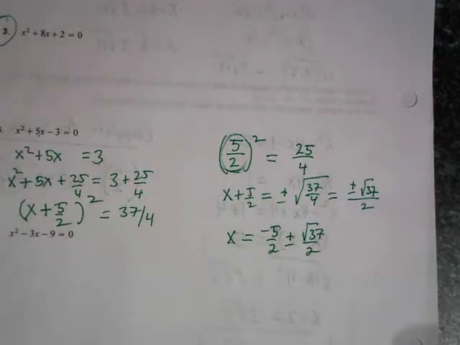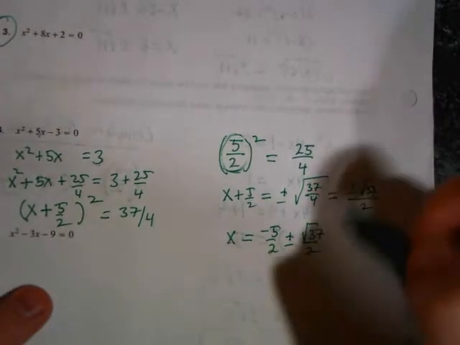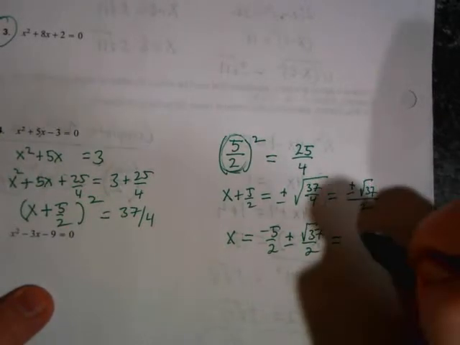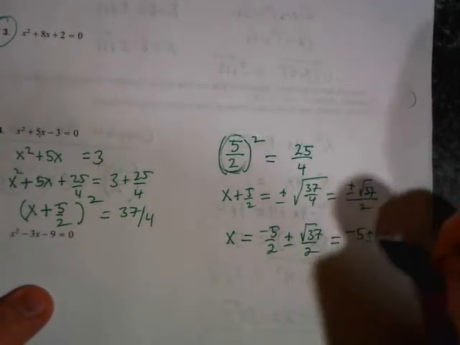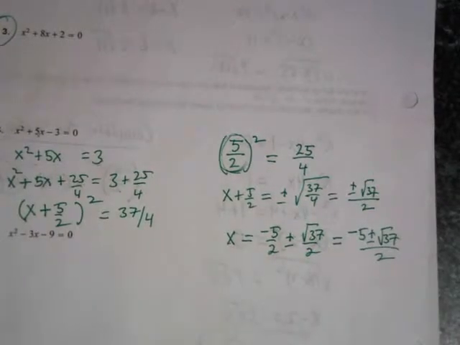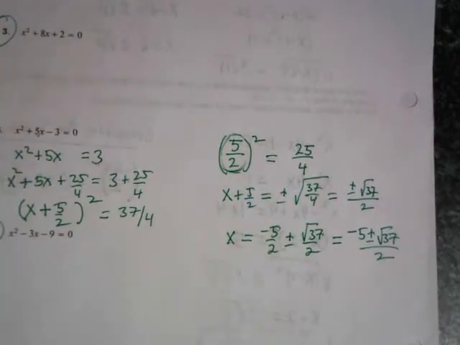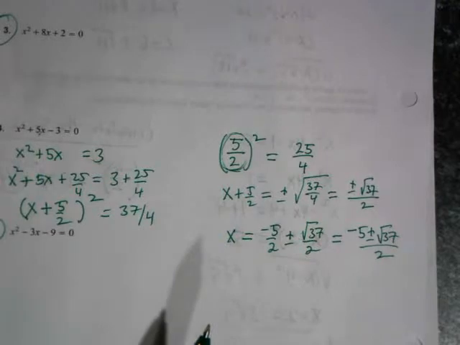You could leave your answer that way, that's perfectly fine, or you might notice that these do have a common denominator. So sometimes we write this as negative 5 plus and minus square root of 37 all over 2. Alright, give number 5 a try. Again, number 5, because that number is odd, you will have fractions.